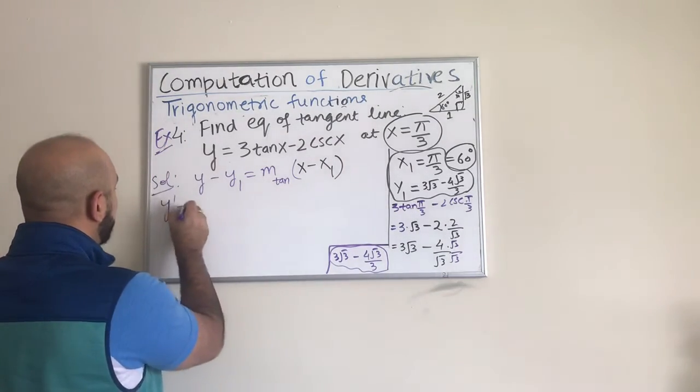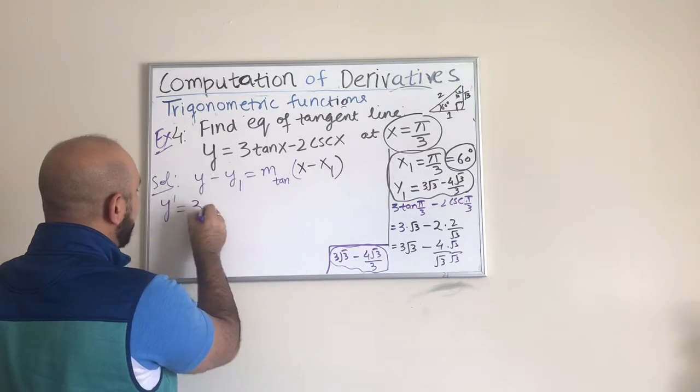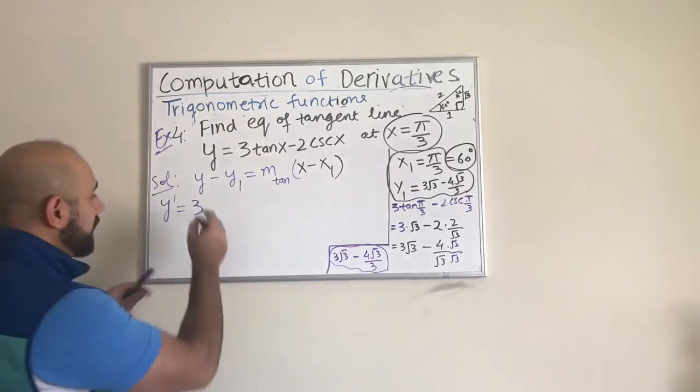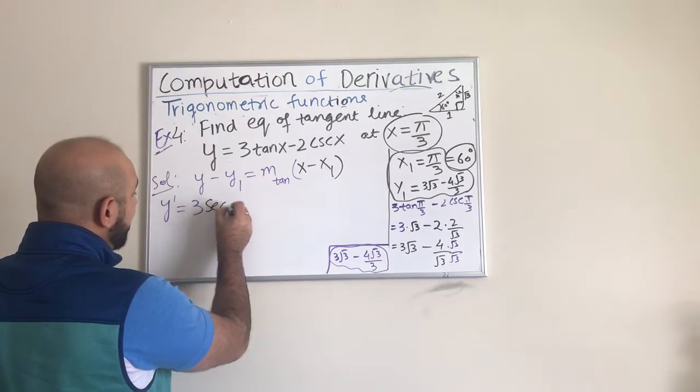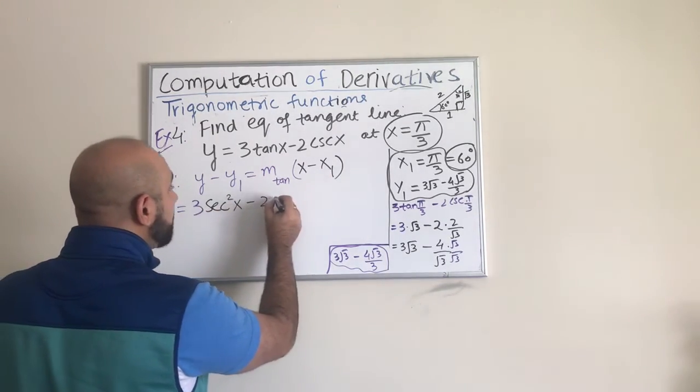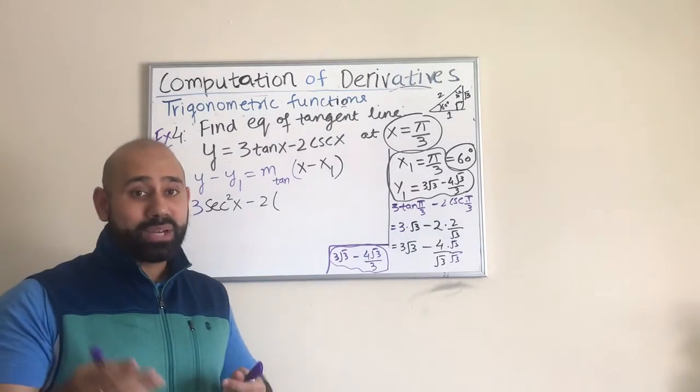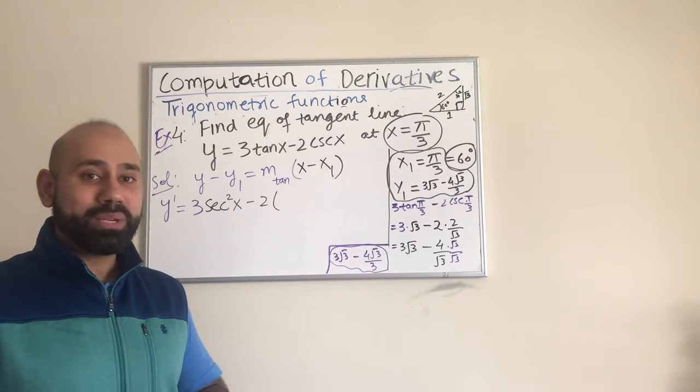So guys, y prime, the derivative of this function, is 3 times, and we know the derivative of the tangent function is the secant square of x. So it's going to be 3 times secant square x minus 2 times, what is the derivative of the cosecant x? Guys, if you remember, that's great. And I suggest that you should try to remember those.